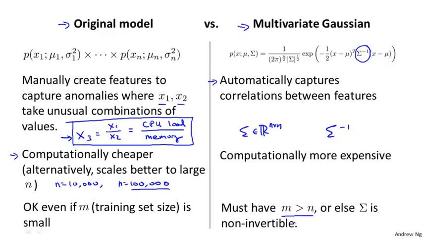And there's a mathematical property of the way we estimate the parameters that if this is not true, so if m is less than or equal to n, then this matrix isn't even invertible. That is, this matrix is singular, and so you can't even use the multivariate Gaussian model unless you make some changes to it.